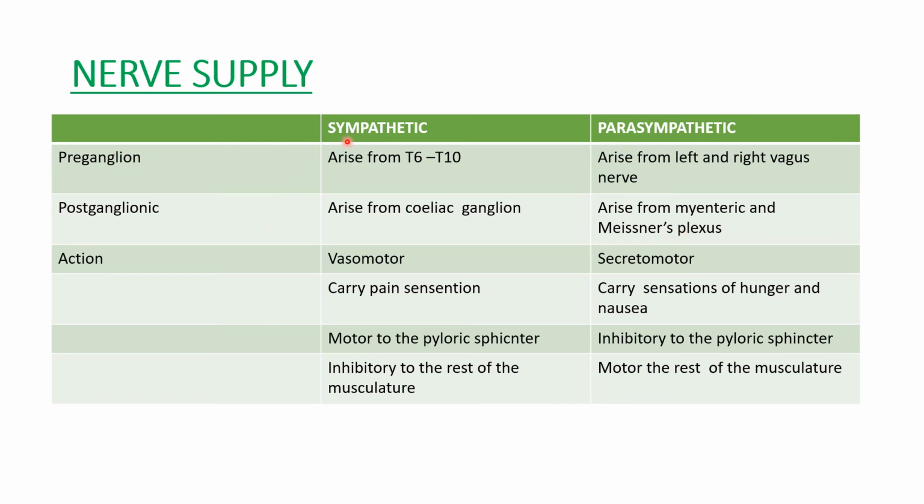The actions of the sympathetic include vasomotor. They carry pain sensation, are motor to the pyloric sphincter, and inhibitory to the rest of the musculature, while the parasympathetic actions are secretomotor, carry sensations of hunger and nausea, are inhibitory to the pyloric sphincter, and motor to the rest of the musculature. So these are the differences between the sympathetic and parasympathetic innervation to the stomach.